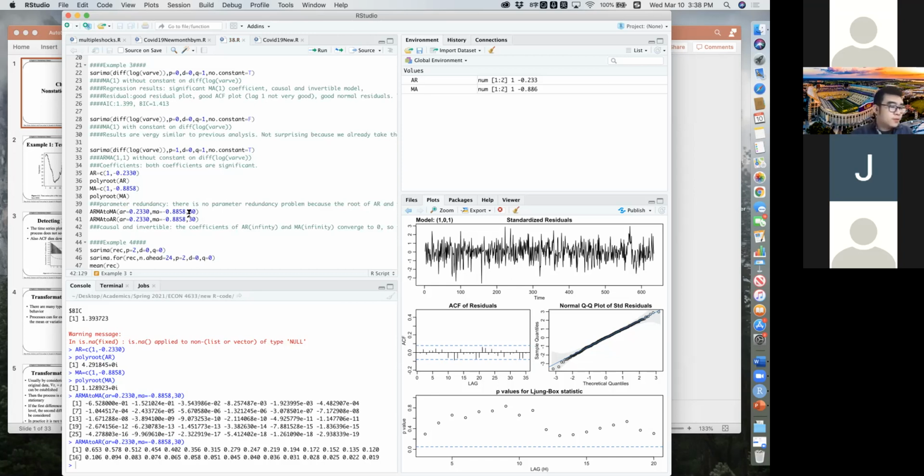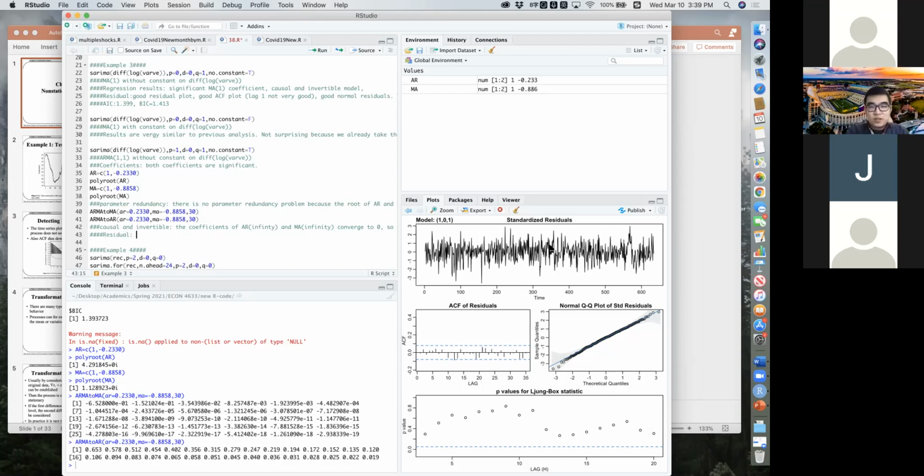Okay, so that's our check number 3. Right now we have a pretty good coefficients check. We find the coefficients significant, we do not find any parameter redundancy problem, and we find the model is causal and invertible. Then the next check is the residual plot check.